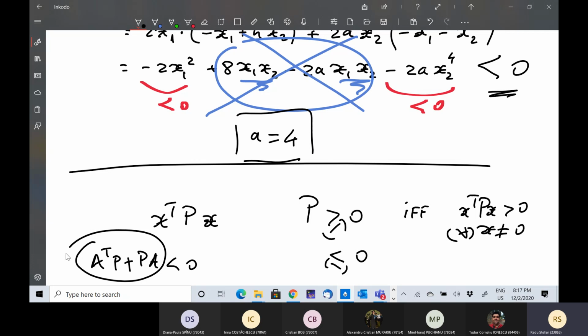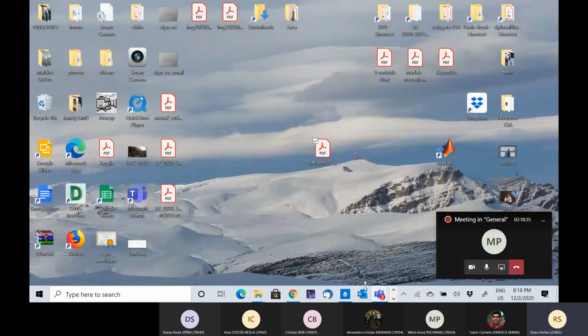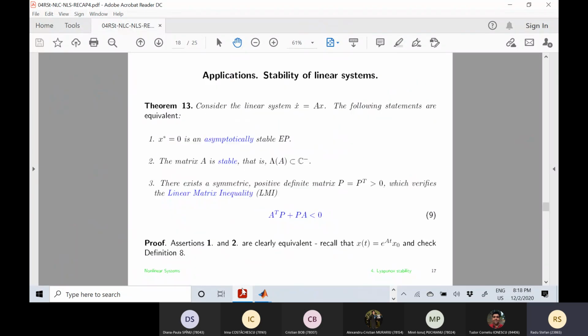So for every x non-zero, if I put x on one side and on the other one, I obtain something which is negative in value. This is a real number. This is also a real number. So do not forget about the significance of these things. Keep it in mind. So this was a huge breakthrough, honestly, a huge breakthrough.